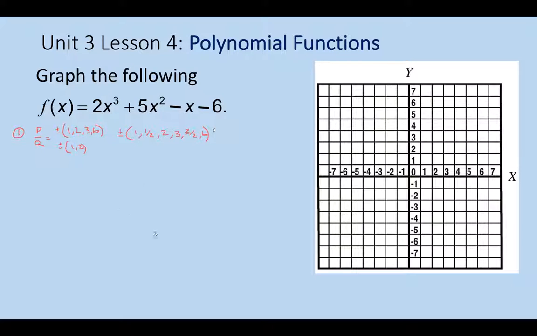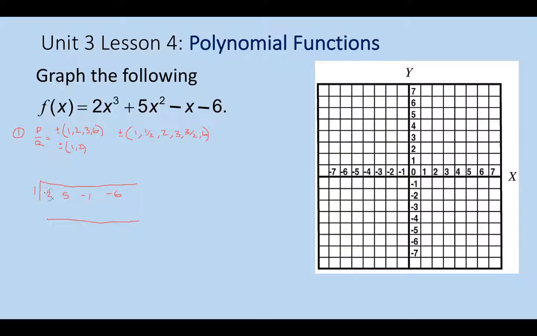You can go ahead and just graph it on your calculator to get that one. I think for this one, I probably would give you one of the solutions to begin with. And so I'll just tell you right now that positive 1 is one of my solutions. Okay, and so we'll do the synthetic division. So 2, 5, negative 1, and negative 6 go here.